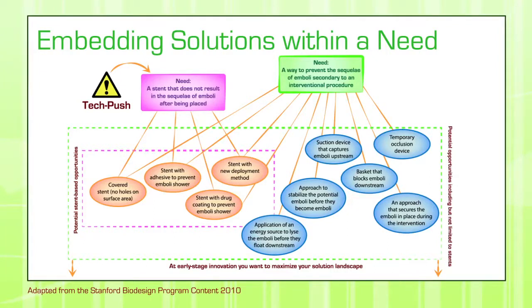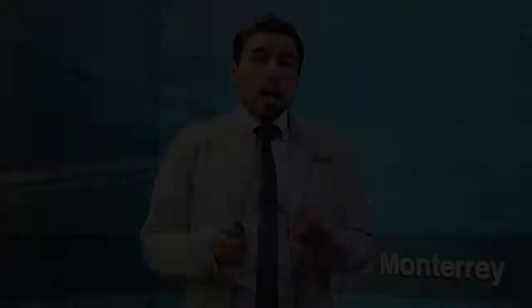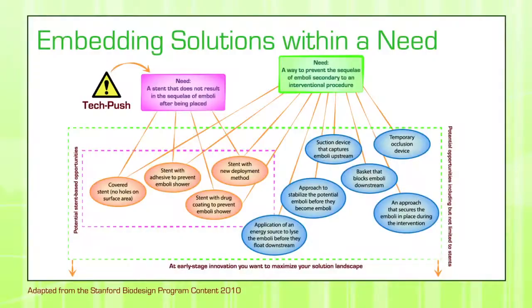Any need that goes in these terms, a need for this device that does not cause this problem, is a technology push in itself, okay? Every time that you mention that you want to solve a problem by making a device better, you are essentially saying that you want to solve that problem with that technology, or with an incremental change, by creating something slightly different but very related to that device. And that's embedding solutions into a need, okay?